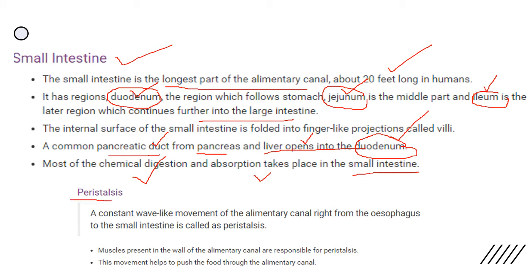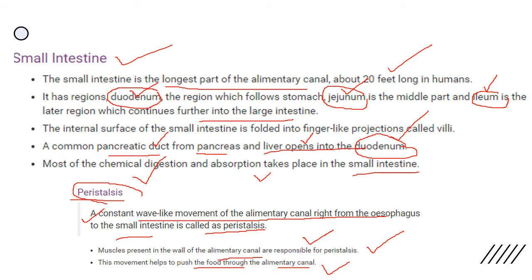What is peristalsis? A constant wave-like movement of the alimentary canal, right from the esophagus to the small intestine, is called peristalsis. Actually, what happens in this peristalsis? The muscles present in the walls of the alimentary canal, which I have explained in the Zoom class as well, are responsible for peristalsis. The food is pushed through the alimentary canal in the forward direction. So this is called peristalsis.